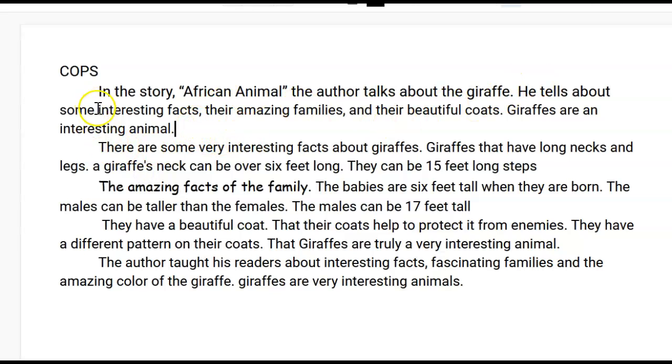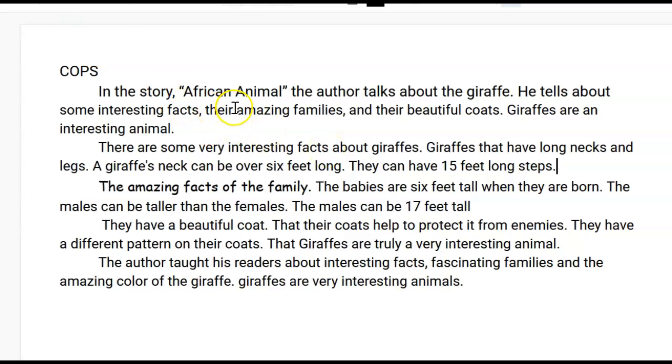So now the second paragraph needs to talk about interesting facts. And so let's see how they open it up. There are some very interesting facts about giraffes. Perfect. Giraffes have long necks and legs. A giraffe's, oh, look, wait a minute. There's a period. What should come after the period? A capital letter. So I'm going to capitalize that. A giraffe's neck can be over 6 feet long. They can be 15 feet long steps. How about they can have? They themselves are not 15 feet long steps, but they can have. And what are we missing at the end? A period. So there is the interesting facts about giraffes.